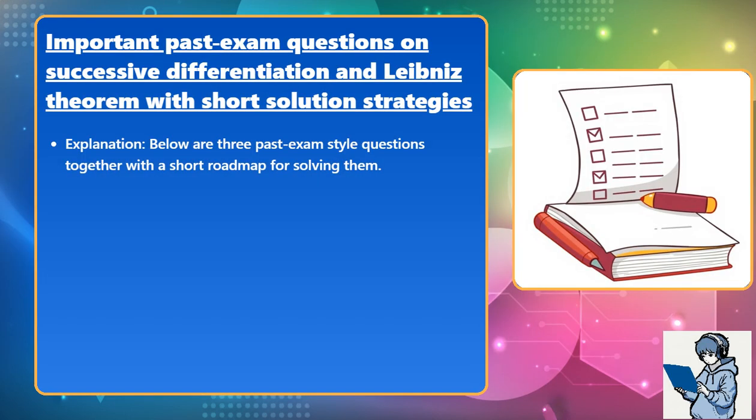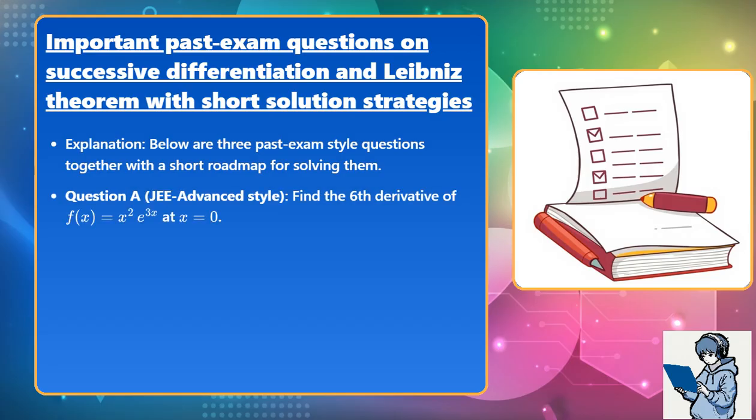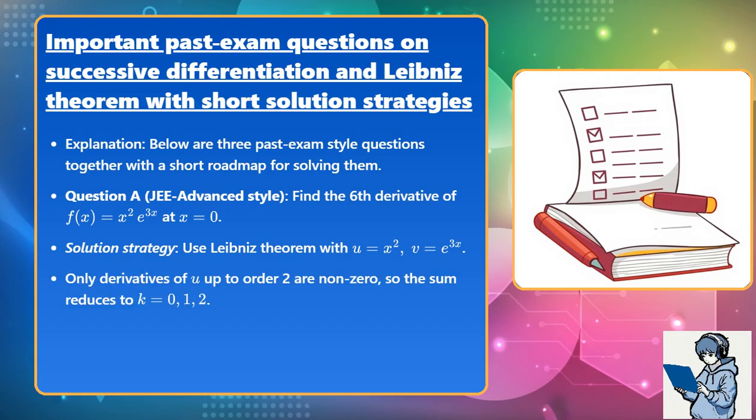Explanation. Below are 3 past exam-style questions together with a short roadmap for solving them. Question A, JEE Advanced Style. Find the sixth derivative of f of x equals x squared e to the 3x at x equals 0. Solution strategy. Use Leibniz Theorem with u equals x squared, v equals e to the 3x. Only derivatives of u up to order 2 are non-zero, so the sum reduces to k equals 0, 1, 2.